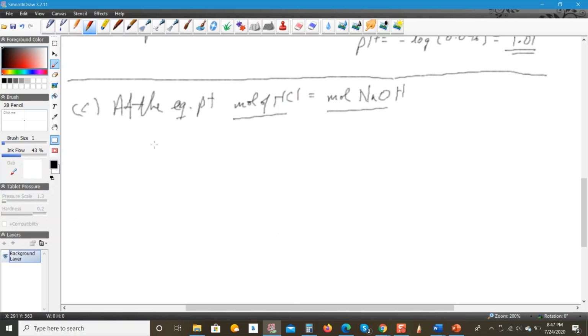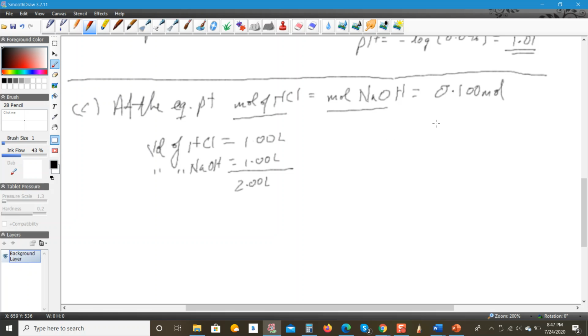So therefore, we had information that the volume of HCl is 1.00 liters. And the same is true for the volume of NaOH, which is equal to 1.00 liters. So therefore, when you add them up, you're going to get 2.00 liters, right? So what would be the moles of each of them? 0.100 moles, right? We got that from the question itself, right?